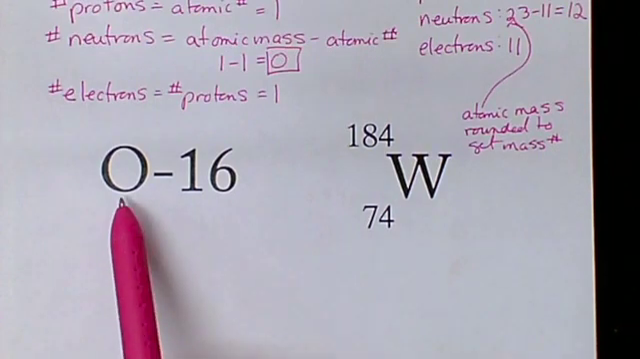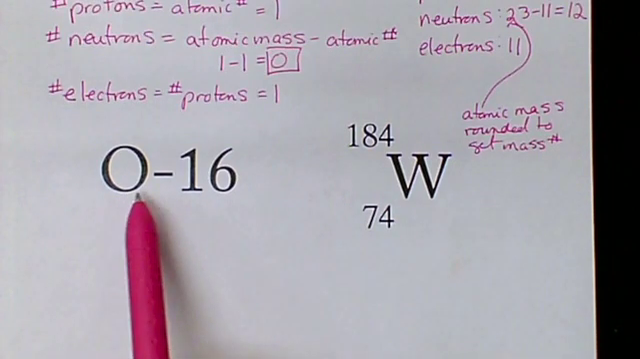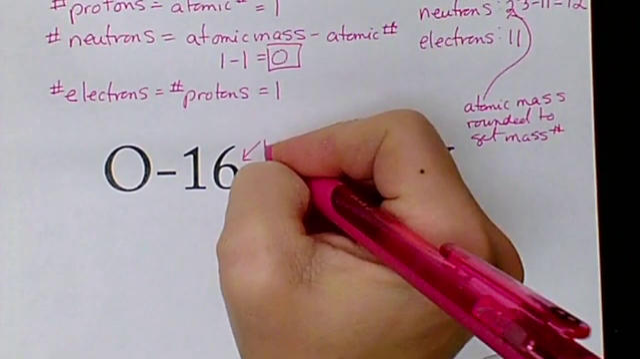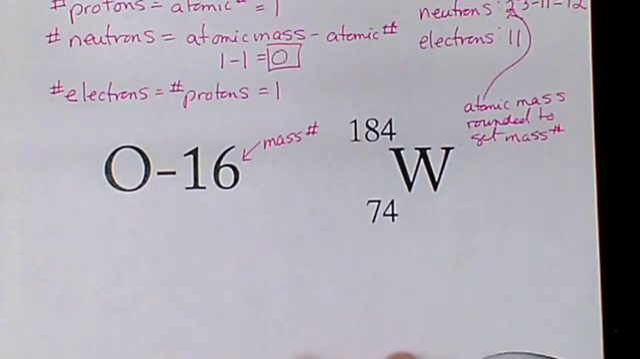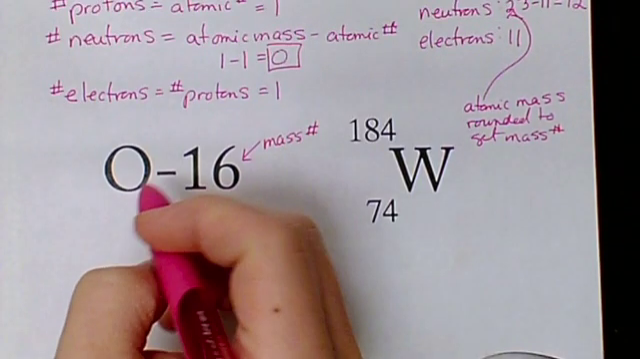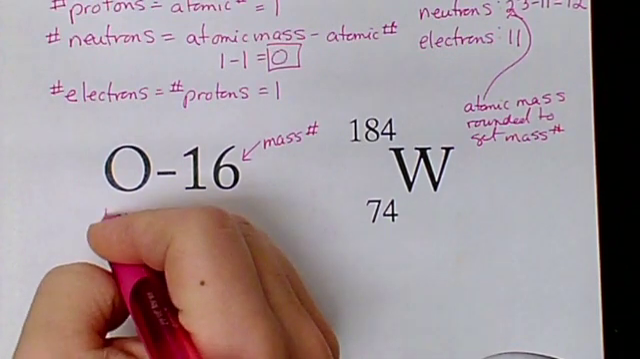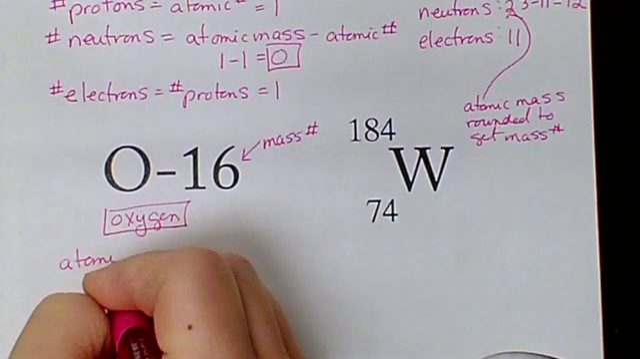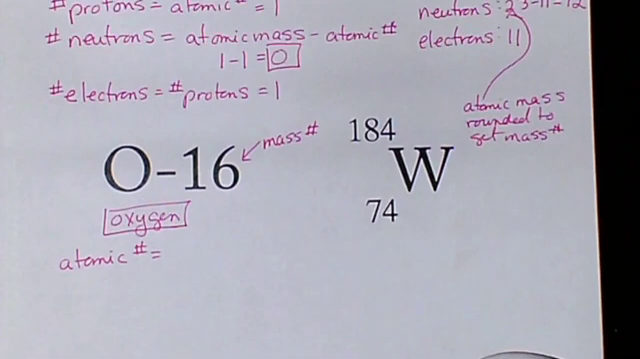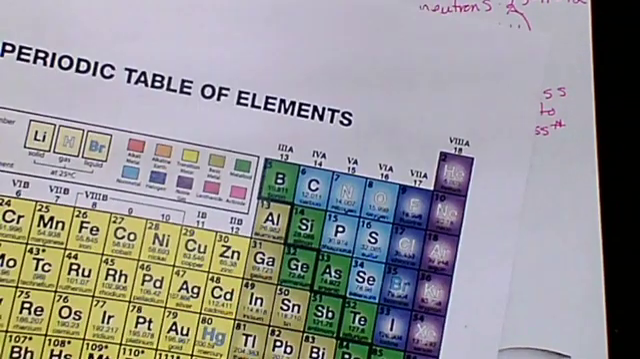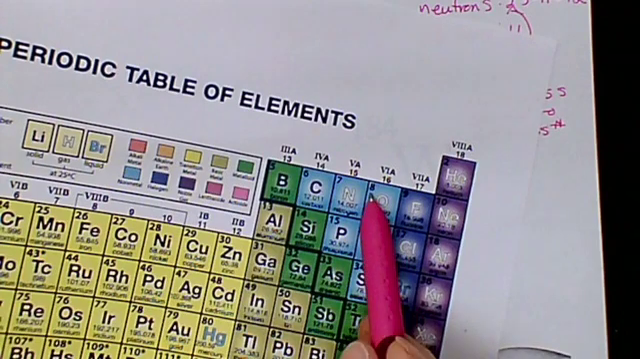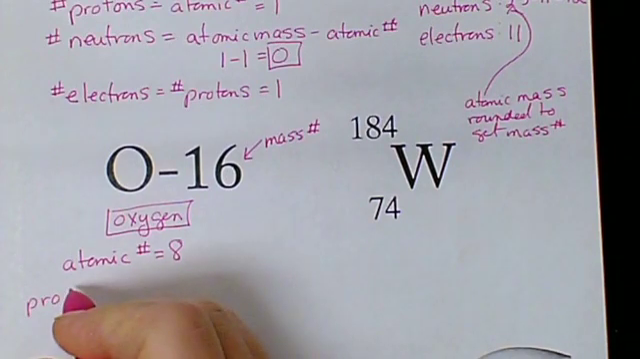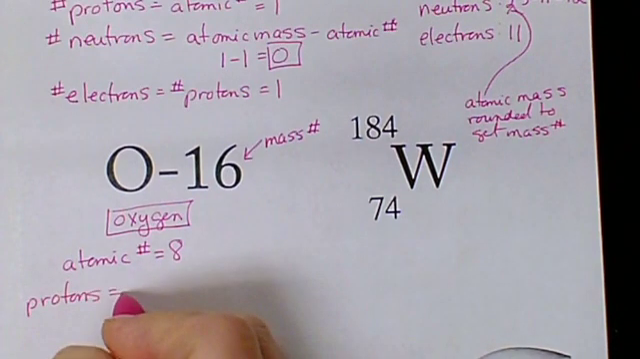Okay, some other notation you might see is this O-16. This is more your isotope notation. This here is the mass number because it's telling us the isotope. We see O is oxygen, so we know we have oxygen. This notation does not tell us the atomic number, so we have to go to our periodic table, find oxygen right here, and it has an atomic number of 8. So if we know the atomic number, we know the number of protons is 8.